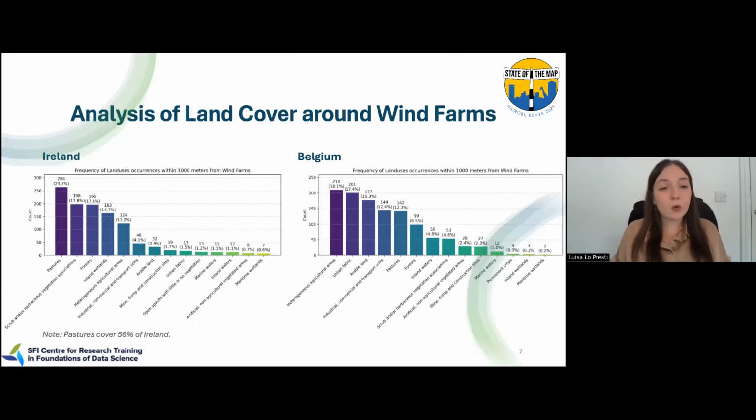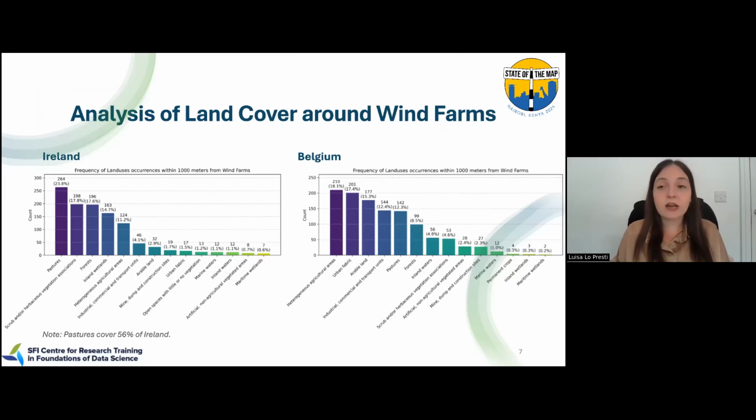Here you can see how a lot of wind farms in Ireland are located in close proximity of pastures and other natural areas such as scrubs and forests. While in Belgium, a lot of wind farms are in close proximity of agricultural areas, urban fabric, and arable land. Something that may be interesting to notice in Ireland is the proximity of wind farms with inland wetlands. And this is interesting because most of inland wetlands in Ireland are peat bogs.